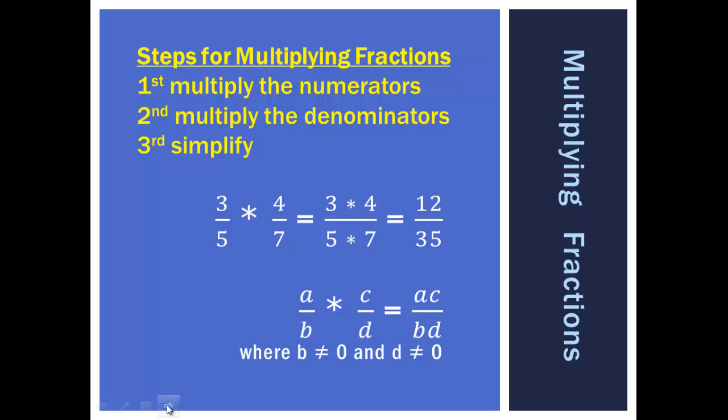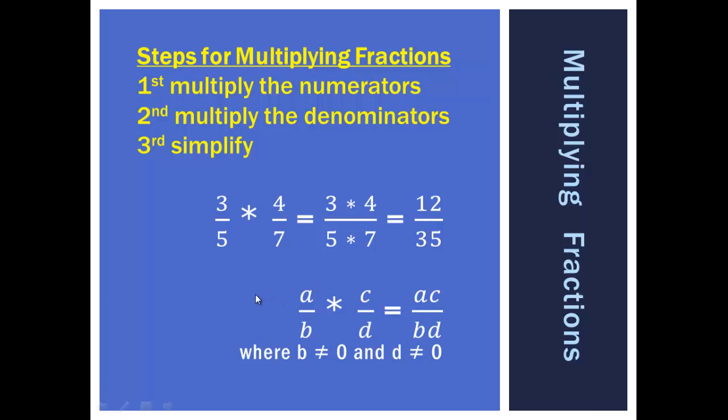The steps to multiplying a fraction: the first thing you do is you multiply numerators, then you multiply the denominators, and then simplify as needed. So if we look in our first example, we have 3/5 times 4/7, and that equals 3 times 4 over 5 times 7, which is 12 over 35.